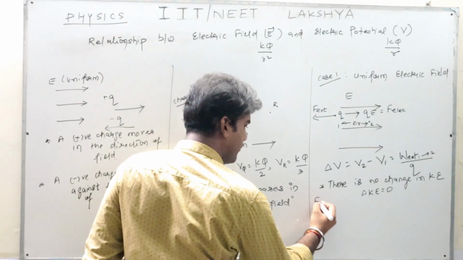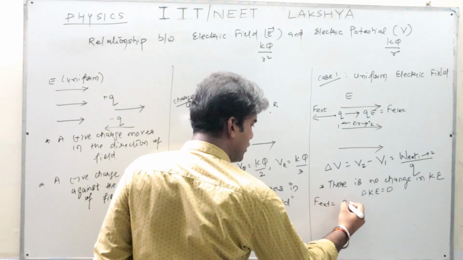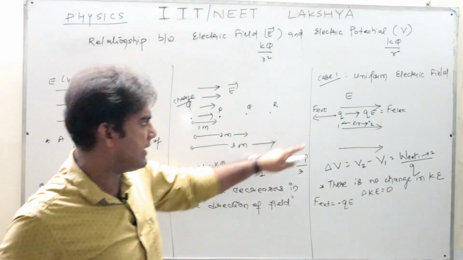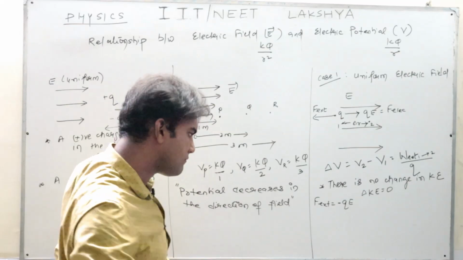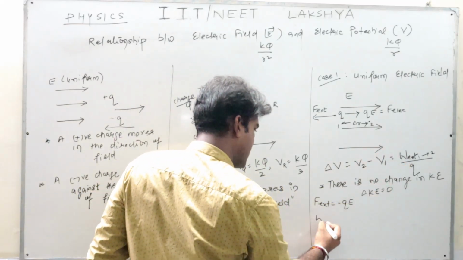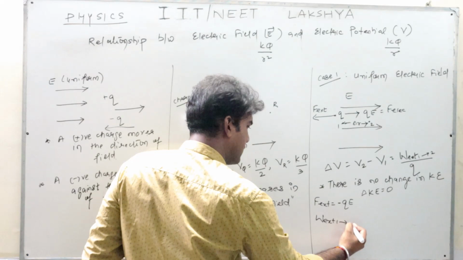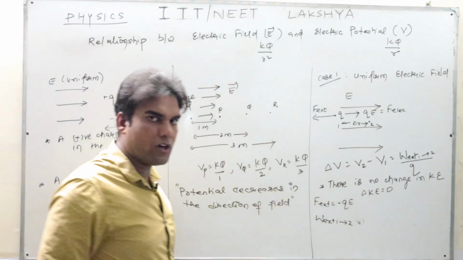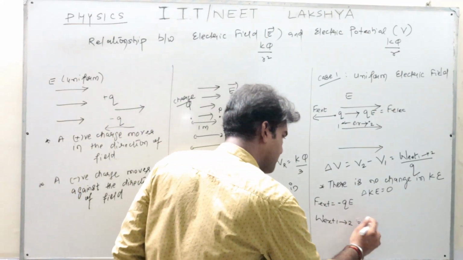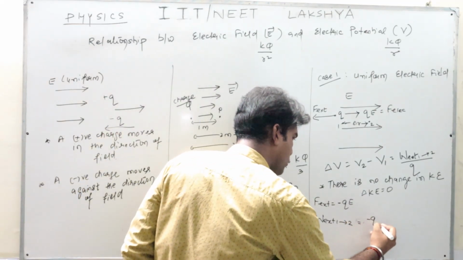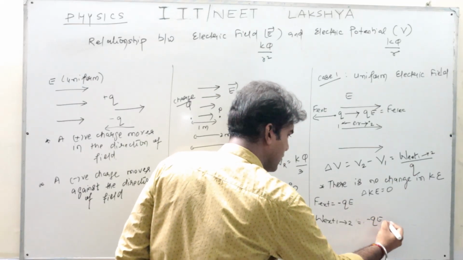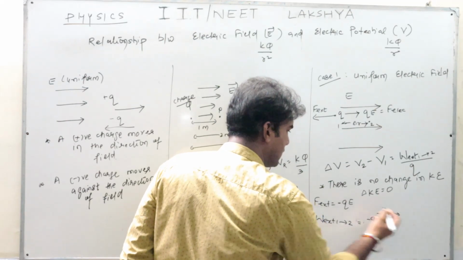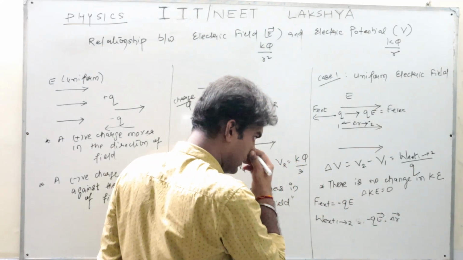So my external force should be how much? It should be QE, but it should be minus QE, because it is applied in the opposite direction. Now I am writing W external. So W external, to take the charge from 1 to 2, is nothing but work done, which is F dot ds. So that will be minus QE dot, what is the distance between the two charges? Delta R. Minus QE dot delta R.